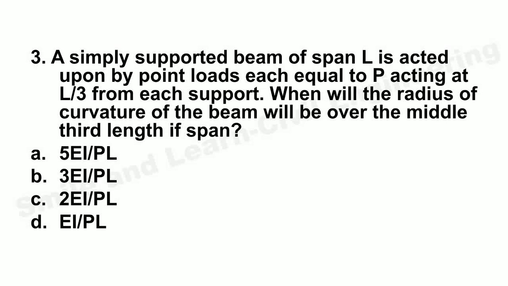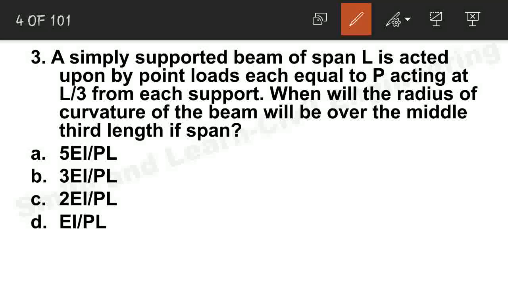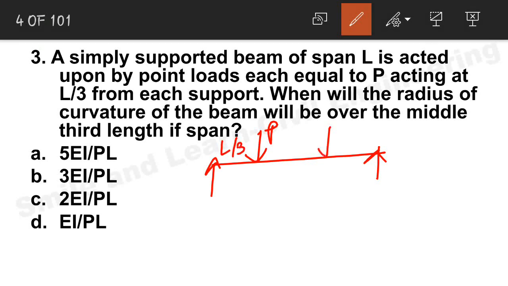Let's move on to question number 3. A simply supported beam of span L is acted upon by point loads each equal to P acting at L by 3 from each support. Let's draw the figure. Simply supported beam, whole span is L, P acting at L by 3, another P acting again at L by 3. So this is also equal to L by 3.